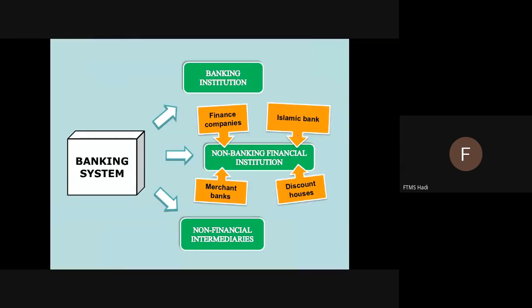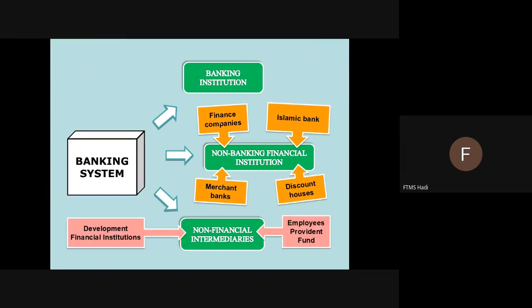Let's skip this one. Okay, let's have a look at the banking system. The banking system has three groups. The first one, banking institution, whereby it consists of banks. The second one, non-banking financial institution, that means it is other than banking institution. And the last one, non-bank intermediaries.